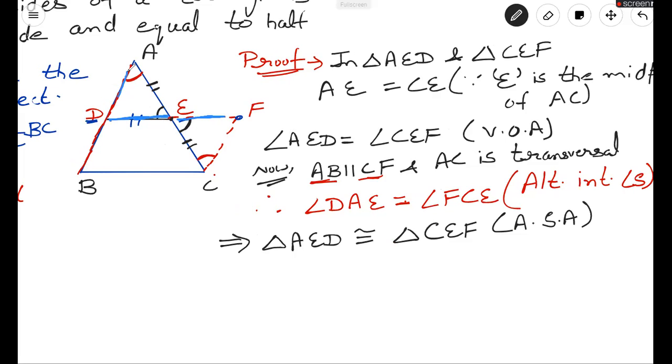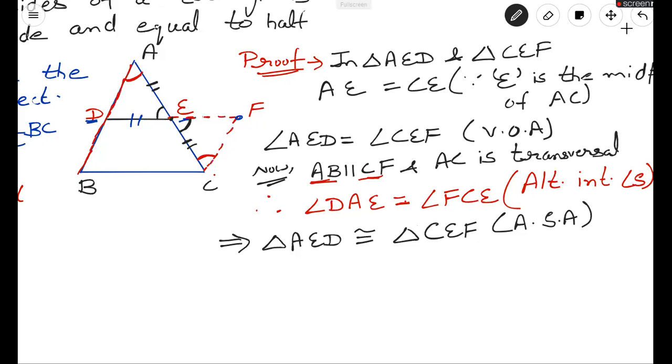And at the same time, AD is equal to CF, right? We have also seen DE is equal to EF. We have taken this assumption in the construction also, and we have proved it also through congruency criteria on the basis of CPCT. We have also proved that DE is equal to EF.